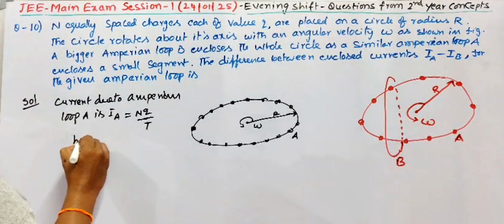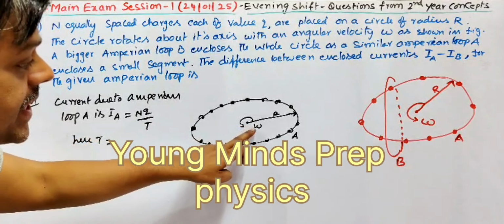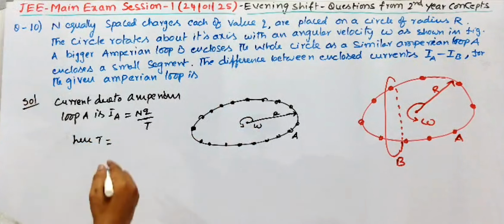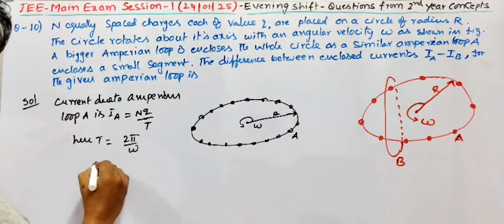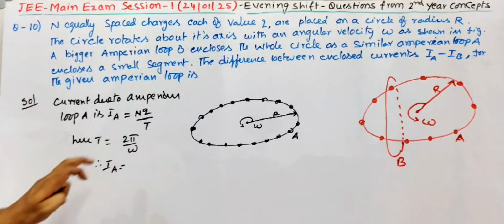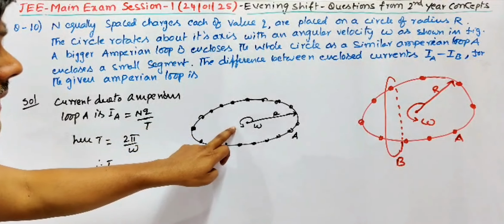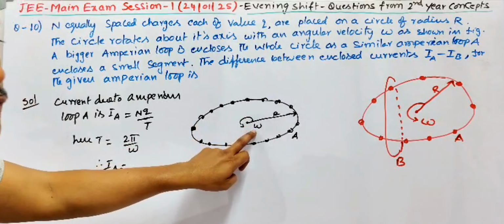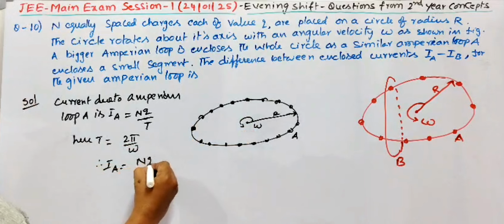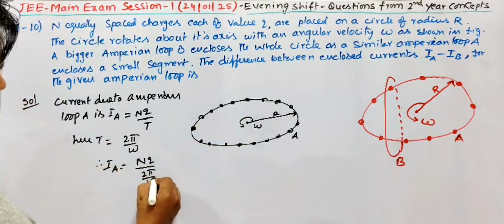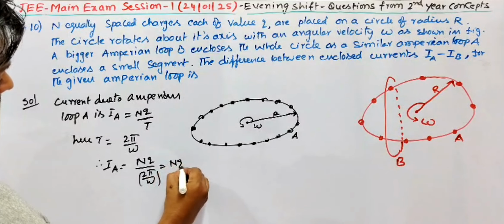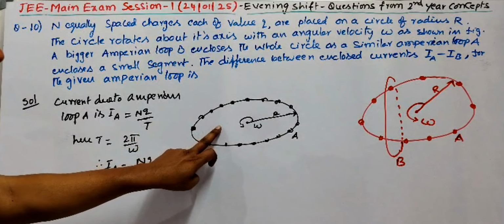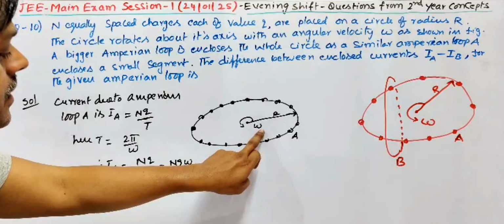Here, this Amperian loop rotates about its own axis with an angular velocity omega. So its time period equals 2 pi by omega. Therefore current due to big Amperian loop A having n charges rotating about its axis with angular velocity omega: I_A is equal to n into Q into omega by 2 pi. This is the current due to the big Amperian loop in terms of charge, its angular velocity, and the number of charges.